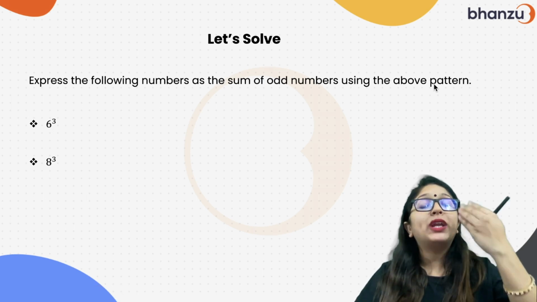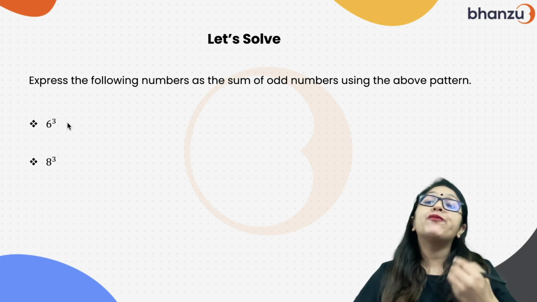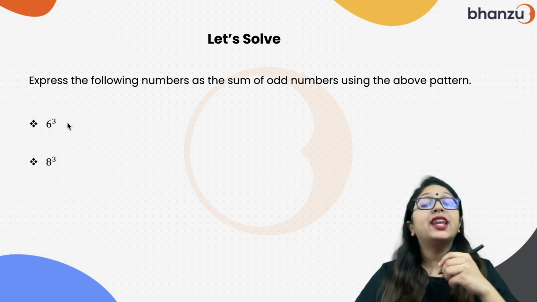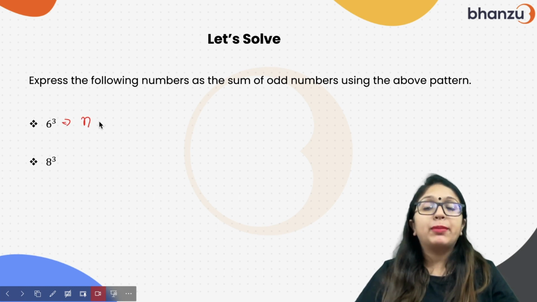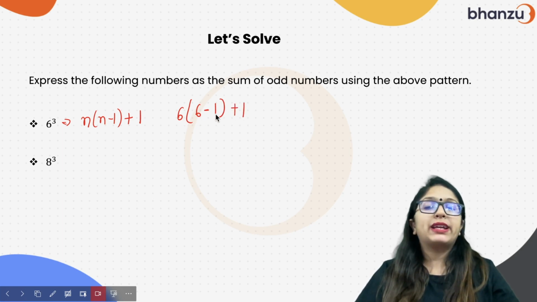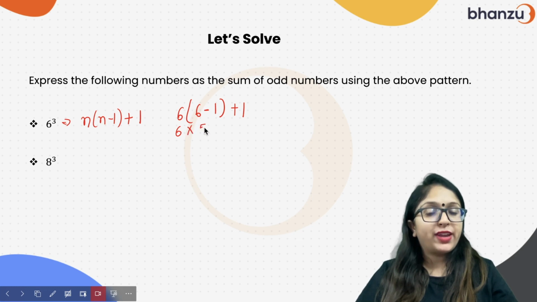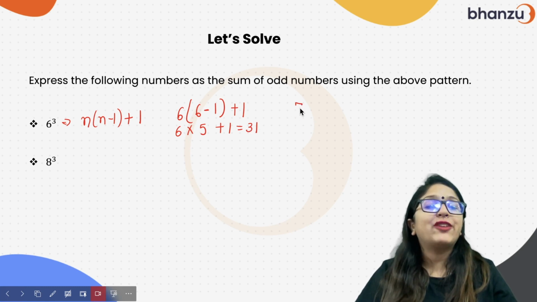Now, the pattern which we learnt in the previous question. Here we want to find out which number we are going to start with, and then which 6 odd numbers we are going to get. For that I have the formula n multiplied by n minus 1, and then plus 1. Now here what is n? That is 6. So 6 multiplied by 6 minus 1, and then we need to add 1. 6 minus 1 is 5, so 6 multiplied by 5 is 30, and 30 plus 1 is 31. That means I am going to start the odd numbers from 31.